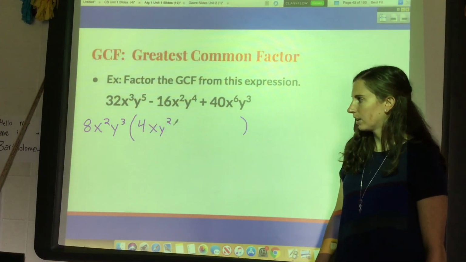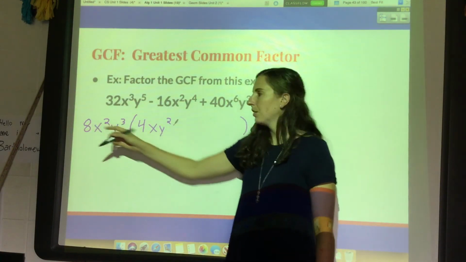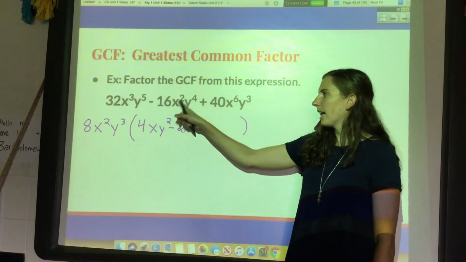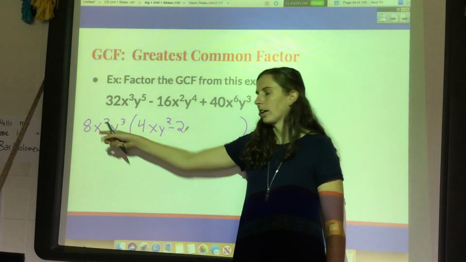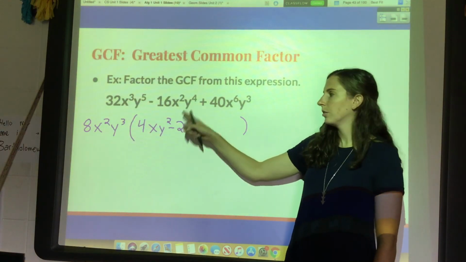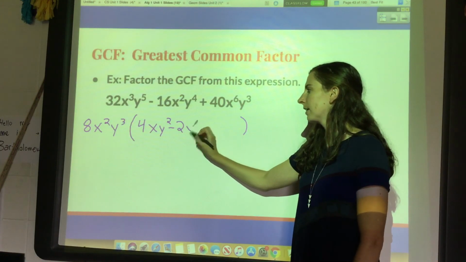Let's move on to the second term. Negative 16 divided by the 8 is a negative 2. I had x squared, but I took out x squared, so the x's are gone. And y to the 4th, take out y to the 3rd, leaves you with just 1 y.